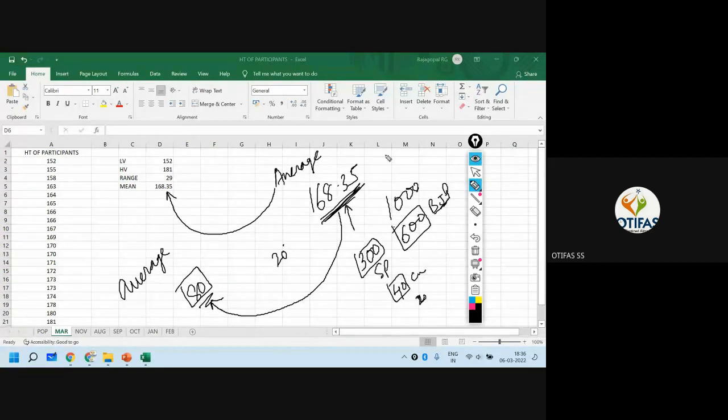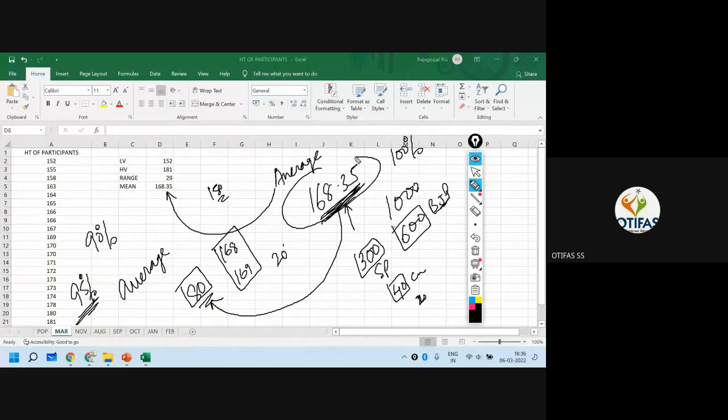Now, what is the chance? We cannot say 100%, but maybe 90% chance, maybe 95% chance. So I say there is a 95% chance that the average height of all these 80 people may be 168.35. It can be sometimes 168, it can be 169, but somewhere around this. The average is never going to be somewhere around 150. The average will be around this for 80 people also.